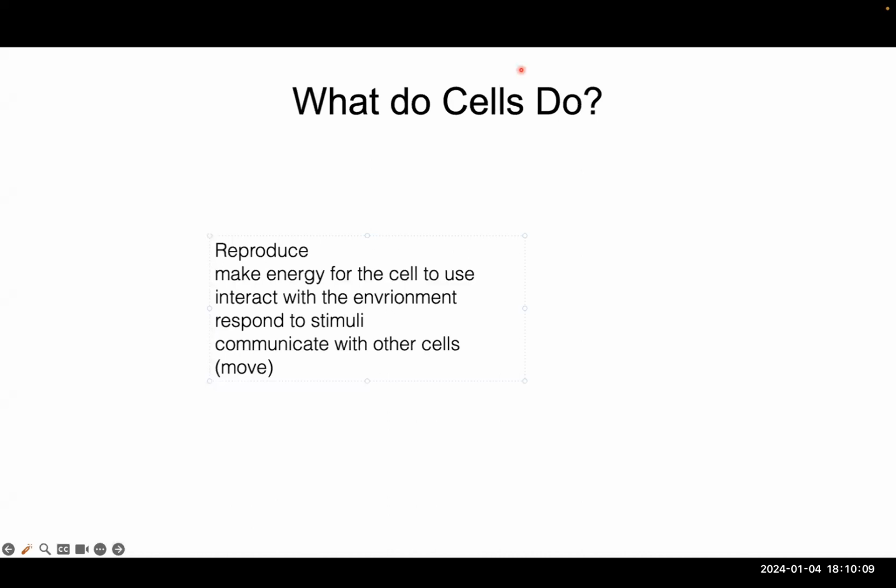In upcoming videos, we'll talk about different cell structures, and you'll see how this relates to that and how the different structures help with those different functions. So I'm going to stop this video and we'll pick up in the next video.